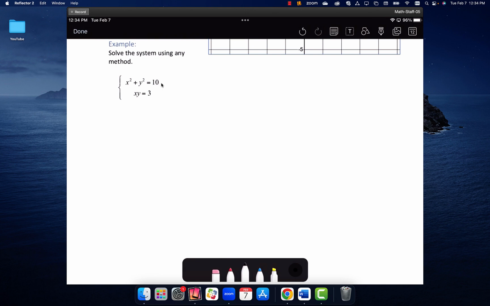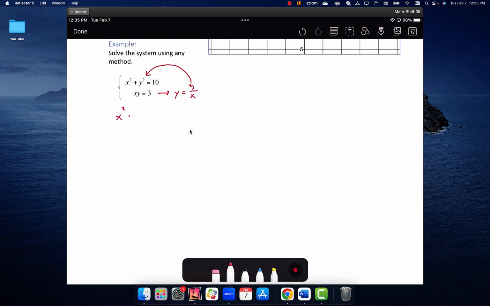So with substitution, you want to isolate one of the letters in one of the equations. The easiest thing to do is going to be using the bottom equation, and we can isolate the x or the y. It doesn't matter which. I'm going to choose to isolate the y and say y is equal to 3 divided by x. So I'm simply isolating the y by dividing x on both sides. And we're going to take this value and plug it into the other equation, the top one. So now we're going to replace y with 3 over x.